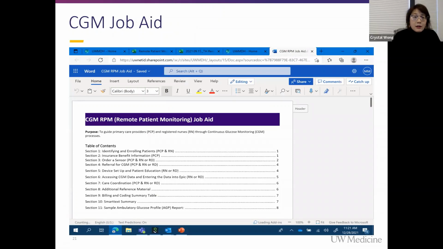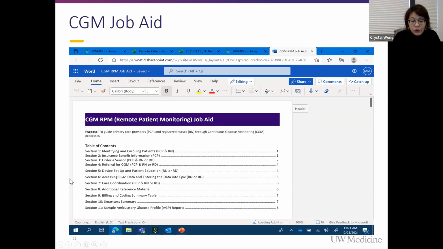I want to highlight that we have a job aid that has everything in it. It's got information about identification and enrollment. It has insurance information. It has information on how to order a sensor. It has that billing grid. It has aggregated dot phrases all listed in there. So we will send out the link to this. You can bookmark it on your computer, or you can just print one and have it on your workstation. It's only 8 pages long.